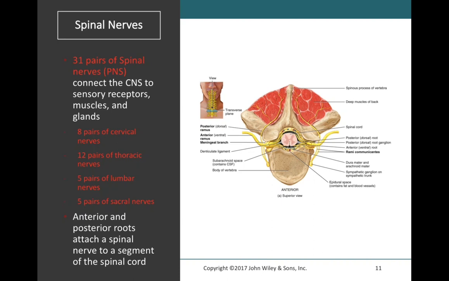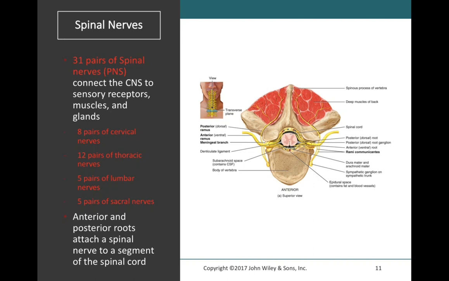So in order to remember the number of pairs of each of these, we can remember that there were 12 thoracic vertebrae and 5 lumbar vertebrae, so these just have the same numbers. Now there were 7 cervical vertebrae, and we're just going to add 1 for our cervical spinal nerves. And in terms of the sacral spinal nerves, there are going to be 5 pairs of these because the sacrum is 5 fused sacral vertebrae.